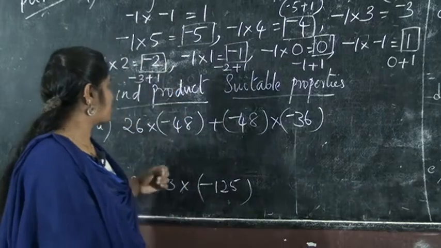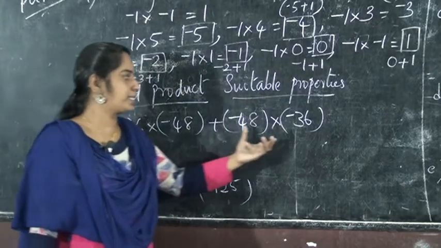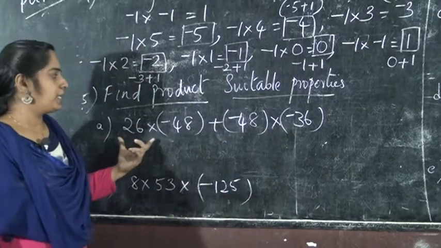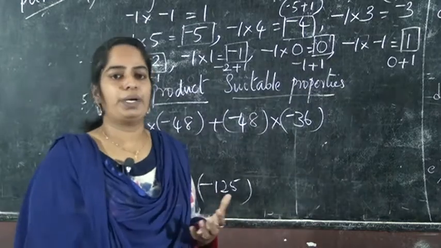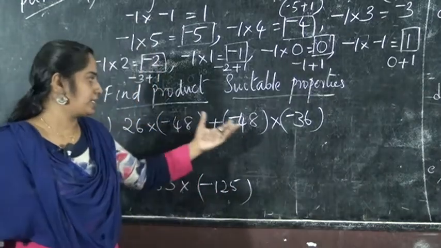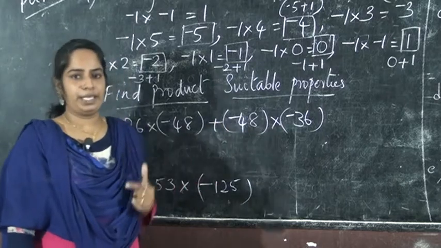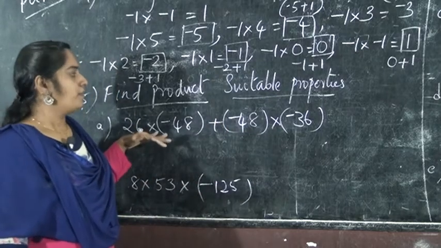We can look at the first question. If we look here itself, we know we can use one property. So we can use the common factor, isn't it? 48 is common here. Otherwise what will we do?